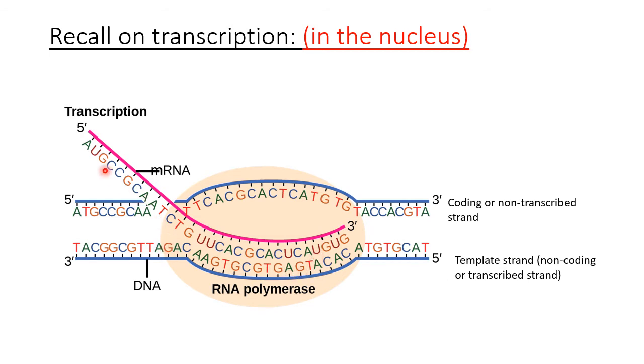So this mRNA strand is complementary to the transcribed or template strand, but it is the same or identical to the coding or non-transcribed strand, but instead of T we put U. This is transcription that occurs in the nucleus and produces mRNA.